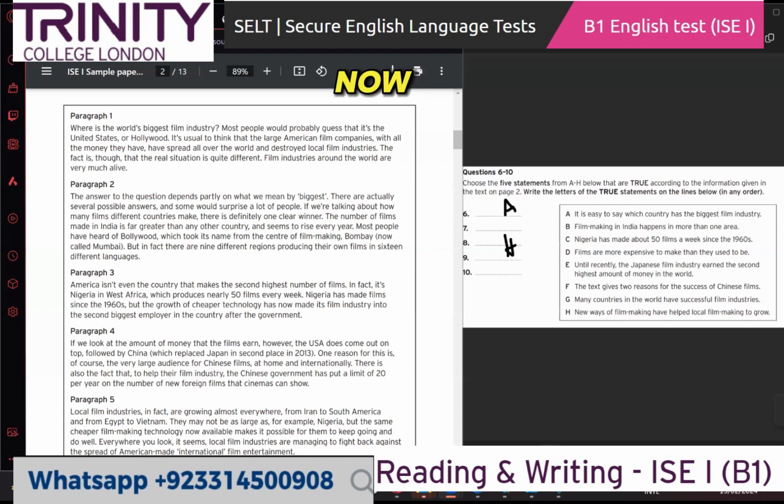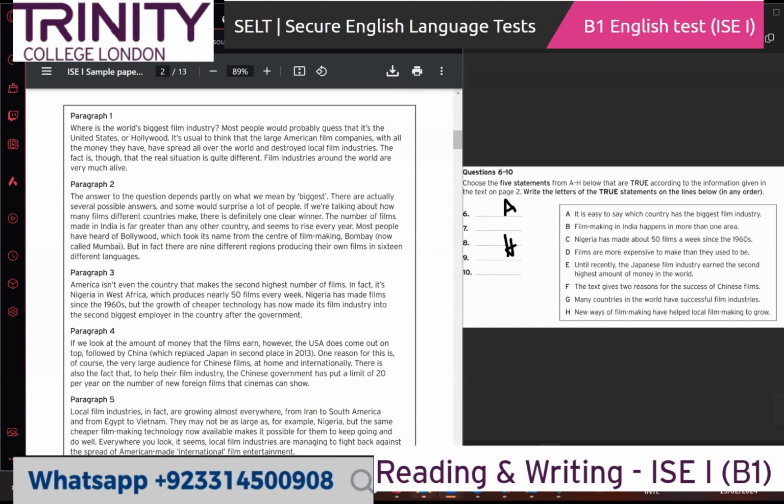Okay, now I write E. Films are usually more expensive to make than they used to be. Now this is false because it's cheaper. With cheaper technology, it's easier. E, until recently, the Japanese film industry earned the second highest amount of money in the world. That is true. You got 2 marks already.